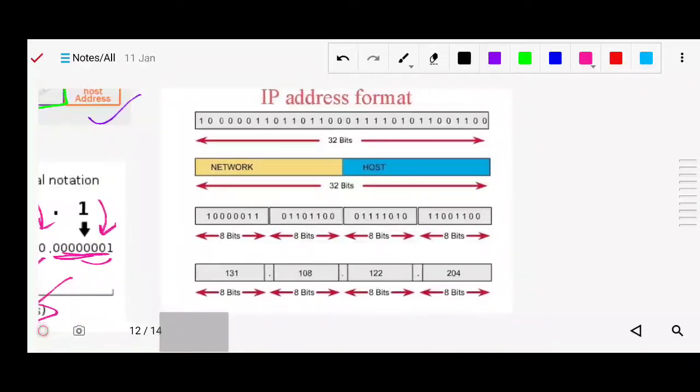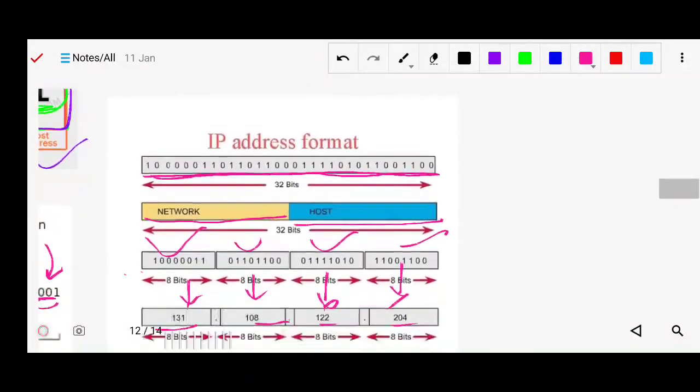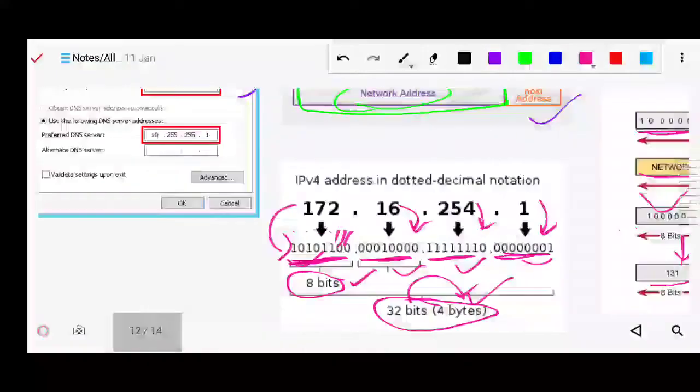Again, if all these addresses are in binary, this portion is called the network and this is the host part. First it is divided into 8 bits, then the 8 bits are converted to hexadecimal numbers, so we are able to find these IP address numbers. So this is actually the format. In this way the IP address works. Understood?